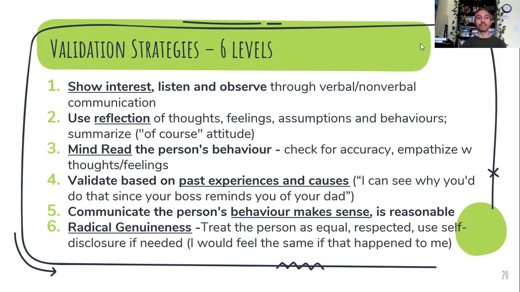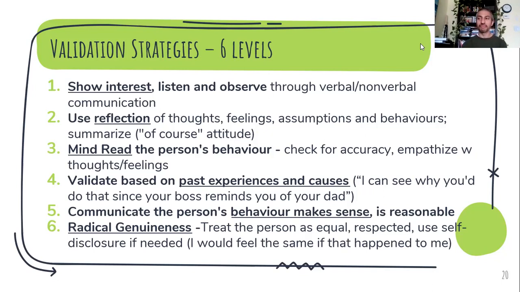So let me give you an example. The first step in validation is just showing interest, right? We need to show the client that we're paying attention to them through verbal and nonverbal communication, just nodding, looking at them, eye contact. Next step, using reflection of thoughts. So things like, oh wow, of course you felt angry. If your partner is not paying attention to you, or if your partner showed up late for a date, of course you'd be angry about that. Yeah.